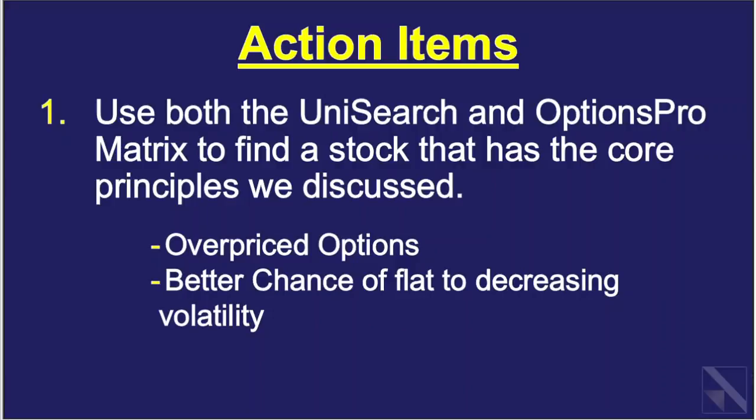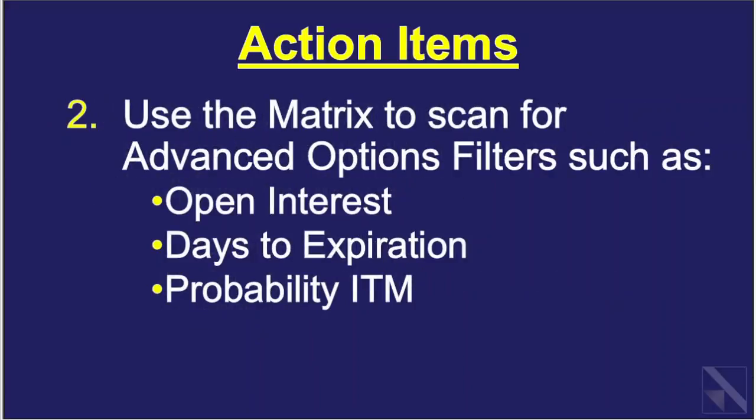Just go into the Unisearch, run some bullish scans if you want, run some bearish, find a good graph, okay? And then analyze it down with the overpriced options with a better chance of flat to decreasing volatility. Then we use the matrix to bring that down even further. Okay, that's what I want you to do. I want you to go out there and practice using this information, just finding stocks, finding the options, just using the tools to get us down to that core candidate.